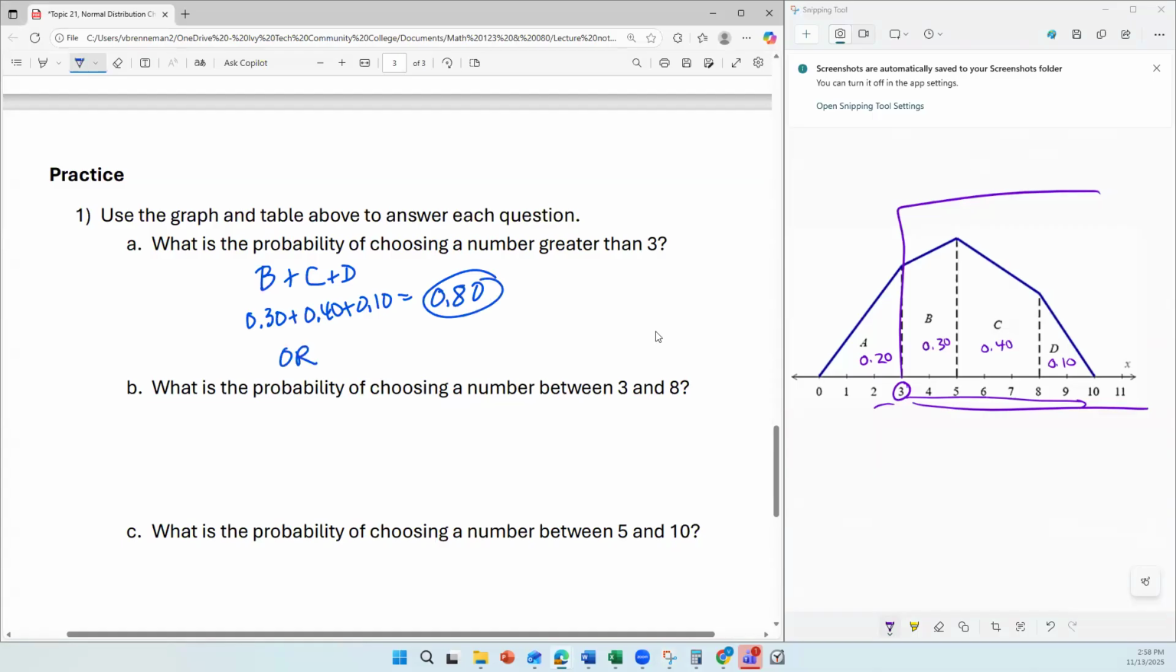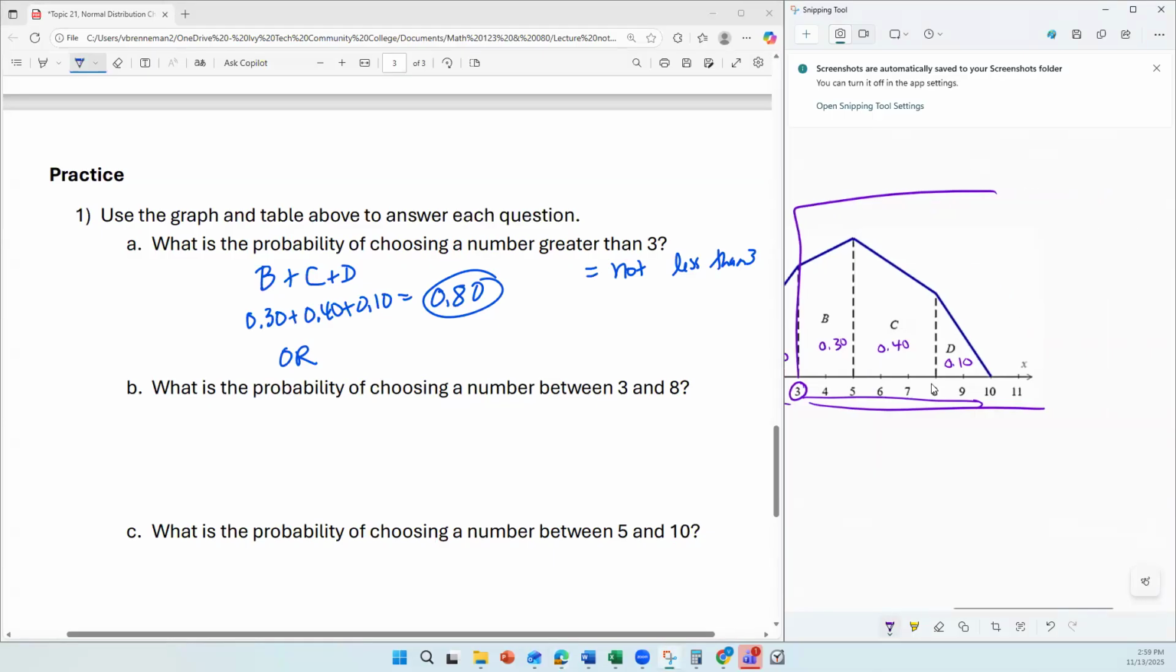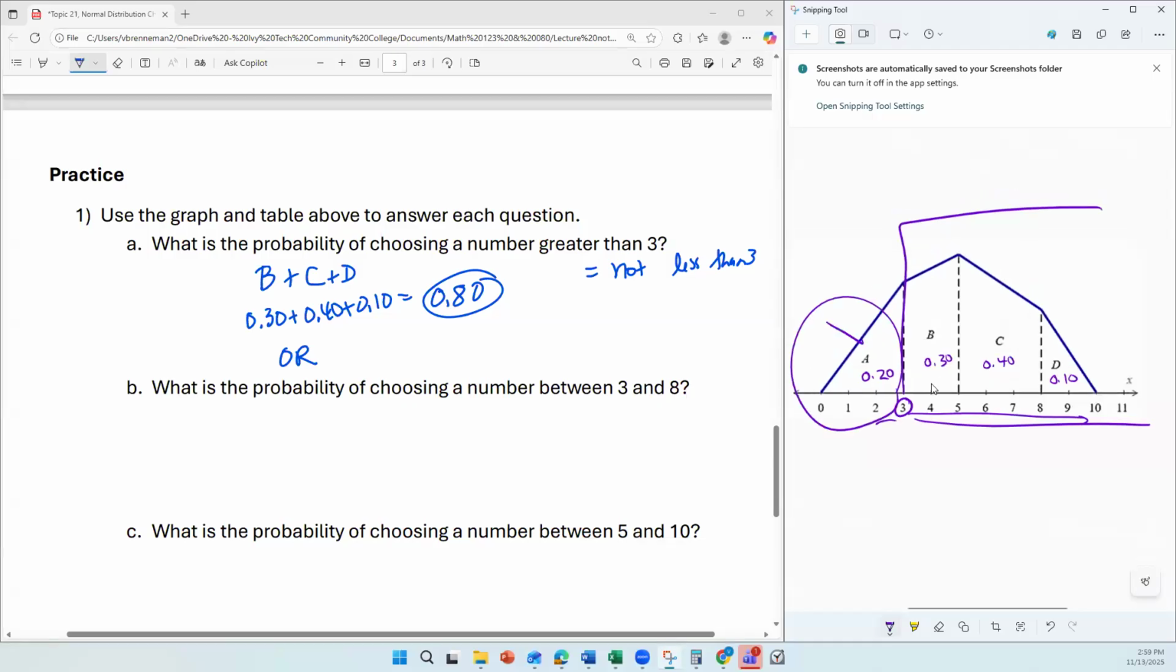Or we could look at this as choosing a number greater than 3 equals not less than 3. Or in other words, I'm saying everything but this. So all except A, mathematically would be 1 minus the area for A. 1 minus 0.2 also gets 0.8. So a little shortcut there.